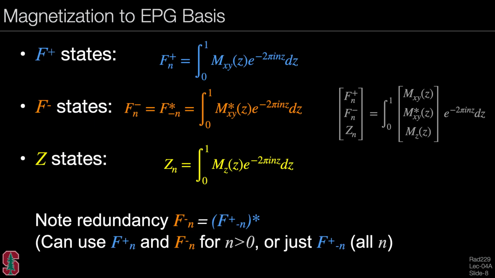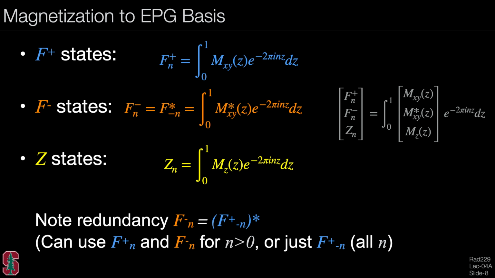First, let's look at the transformation from the magnetization to the EPG basis, since this is actually quite easy to remember. So if we start with the F plus states, these correspond to a positive twist, and these are a simple integral over the voxel of the magnetization multiplied by a complex exponential. The F minus states are the same integral over a voxel, but of the complex conjugate of the magnetization multiplied by the same complex exponential. The Z states are similarly the same integral over a voxel, but of the mz times the same complex exponential.